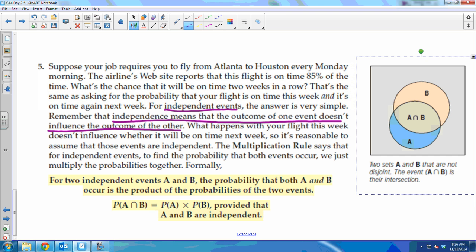So the multiplication rule says for two independent events, the probability that both A and B occur is the product of the probabilities. So here we have our notation for an intersection, which again means "and." Again, they have to be independent. We'll talk more about independence and disjoint tomorrow. Make sure you know the difference.